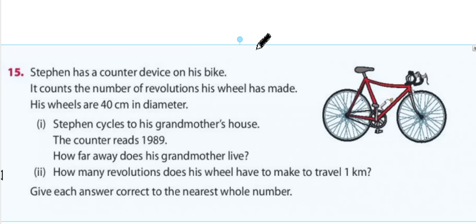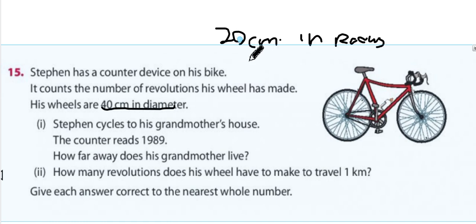Stephen has a counter on his bike. It counts the number of revolutions his bike has made. His wheels are 40 centimeters in diameter. To me, that means 20 centimeters in radius. And to me, that also means 0.2 of a meter, because I'm going to have to change this kilometers to 1,000 meters, okay?